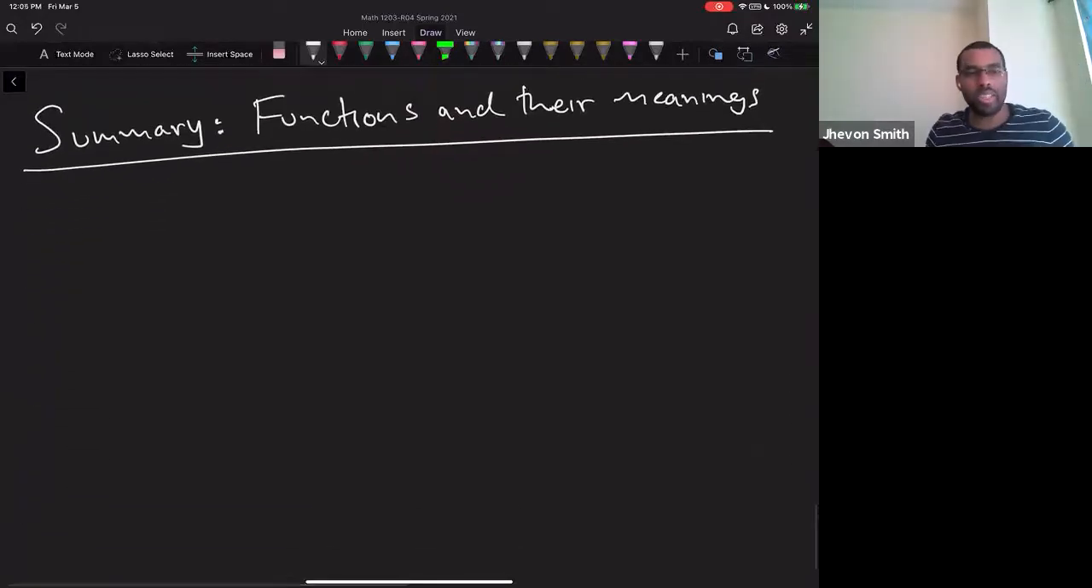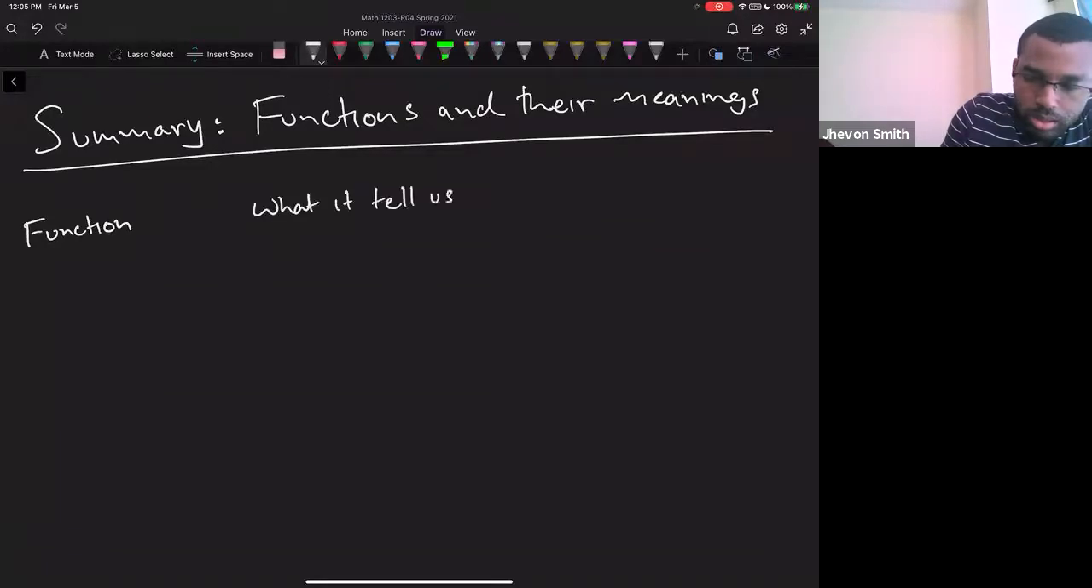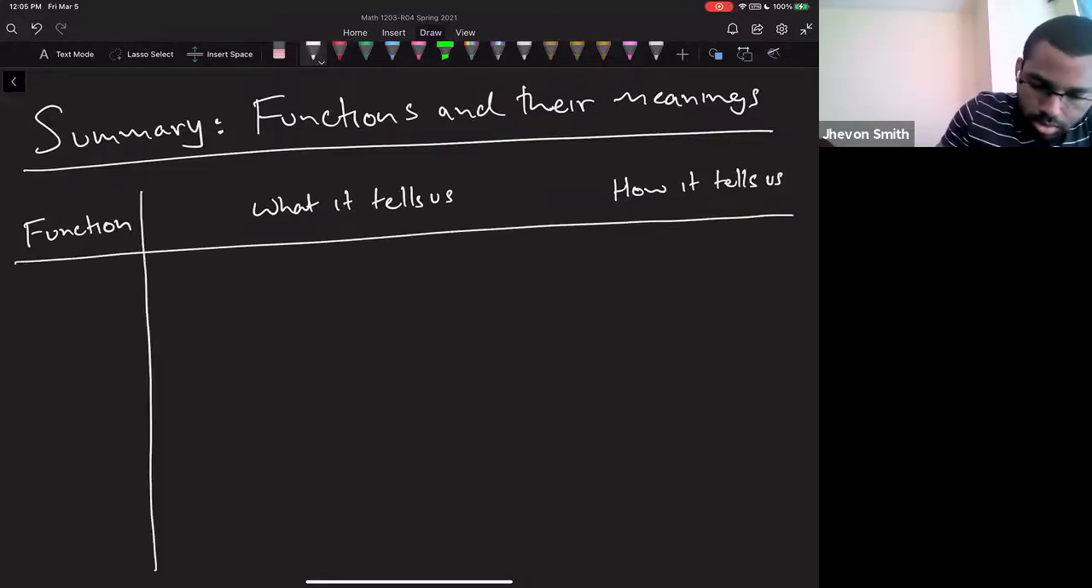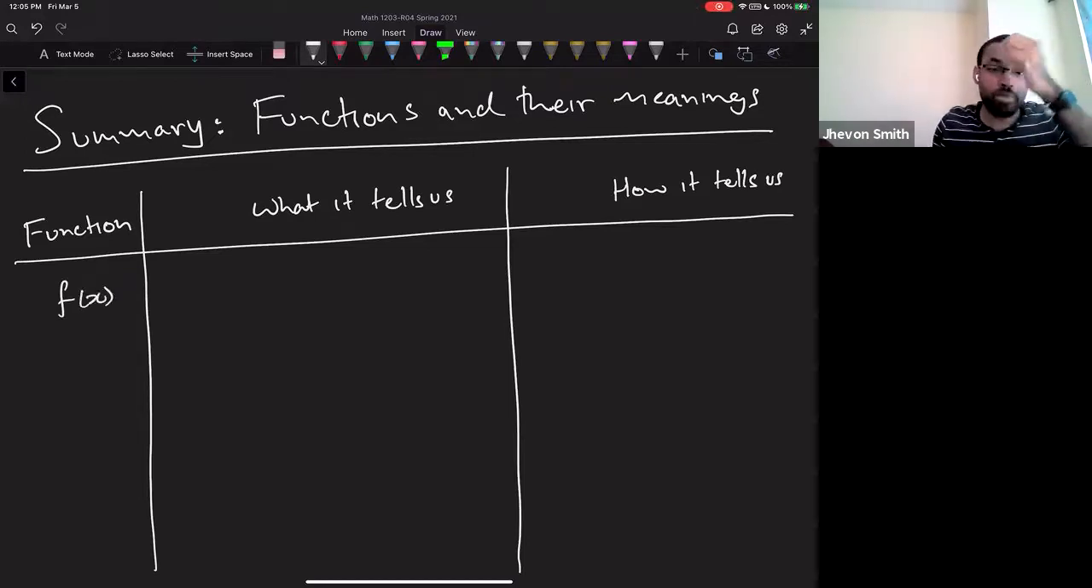Kind of tie this all together. Let's look at a function. Let's look at what this function tells us. Let's look at how it tells us. So let's look at the original function, right? F of x. Very familiar function. We've been friends with this guy for a long time. We go way back.